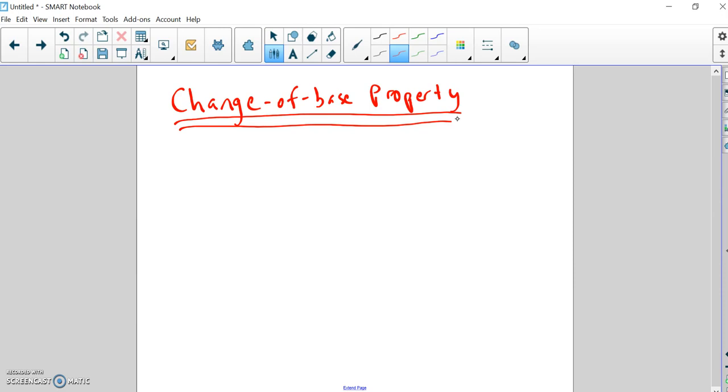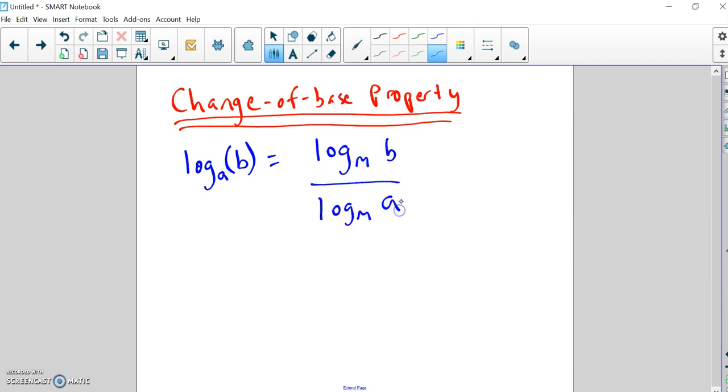It'll also help us evaluate some logarithms by hand that look like they're really tricky to evaluate, but using this property we can change up how they look a little bit or make it a little bit easier. So here's what the change of base property says. It says if you have something like log base A of B, this can be rewritten as log base M of B divided by log base M of A. And the great thing about this property is you can pick whatever you want for M as long as you use the same base for M on the top of the fraction and the same base for M on the bottom of the fraction.